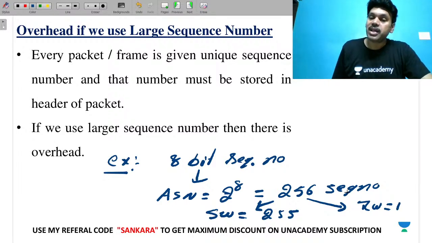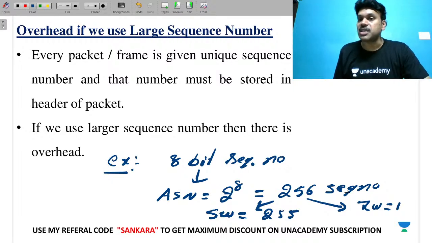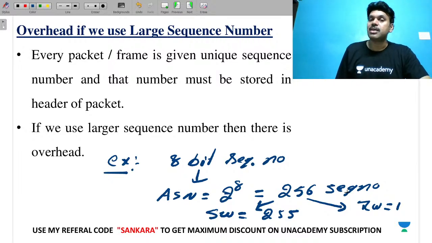That's why, instead of having that much overhead, instead of taking a very long sequence number, we try to take the smaller sequence number only. The smaller sequence number also performs like this. So to avoid the overhead, better you take the smaller sequence number.